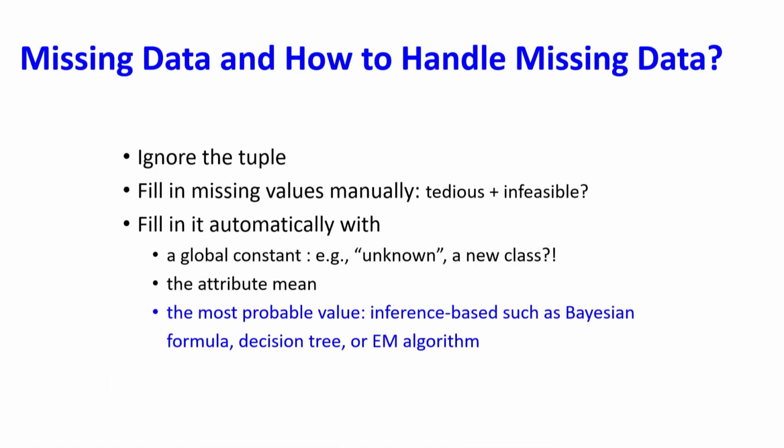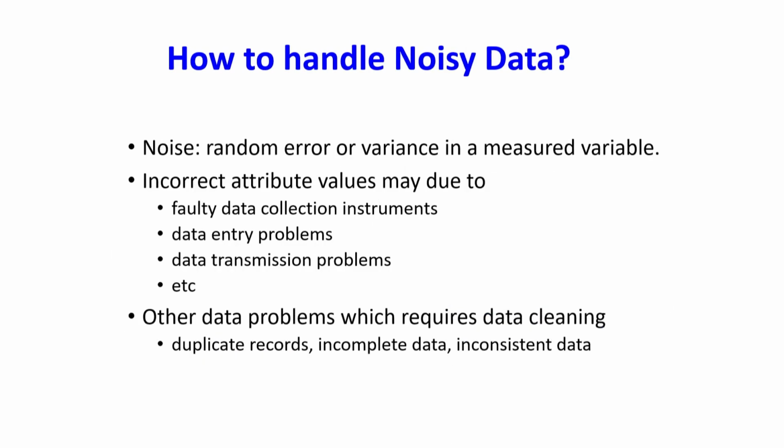So what can you do? You can simply ignore those data which are not given and compile those which are available, or you can fill the missing values manually, back calculating. That is tedious and infeasible in many cases. The best is to fill in automatically, right. You can use the attribute mean value, or the most probable value, inference based such as Bayesian, I gave you the Bayesian formula. You can use other algorithms also, right.